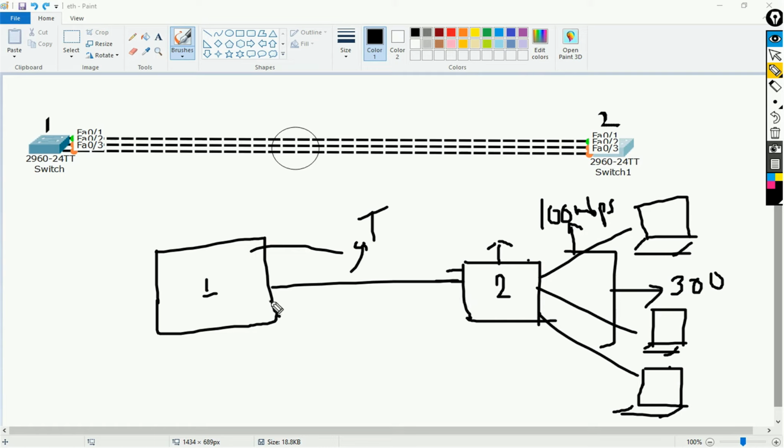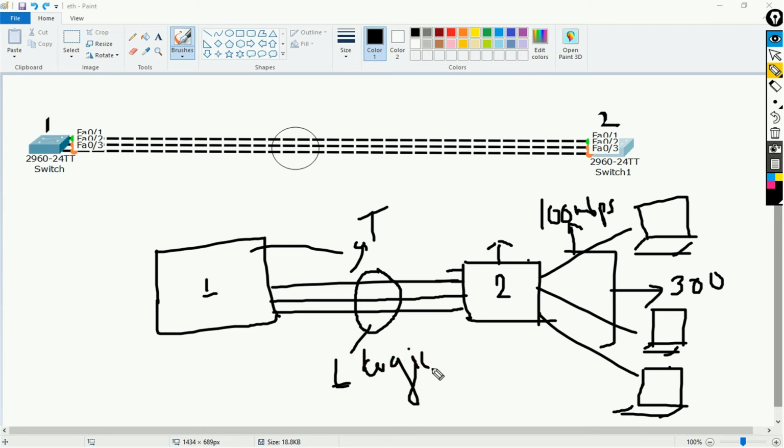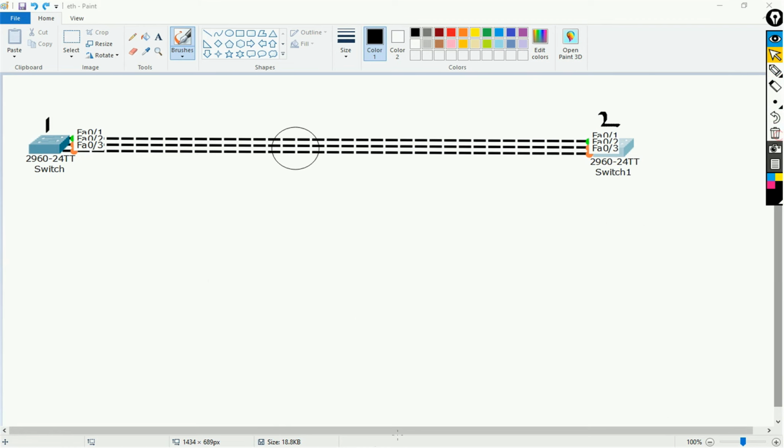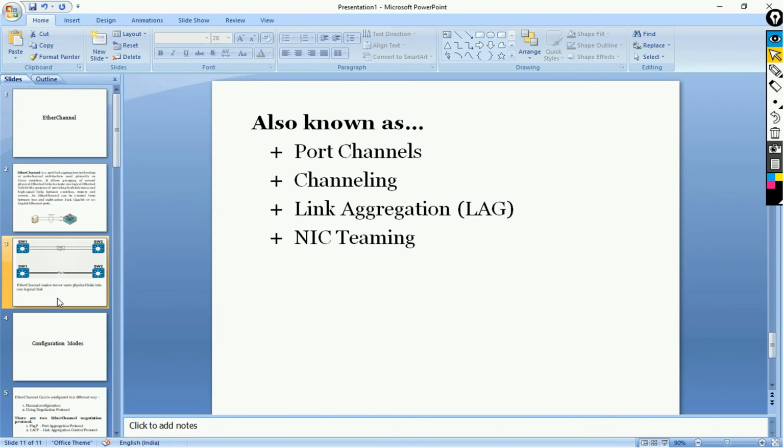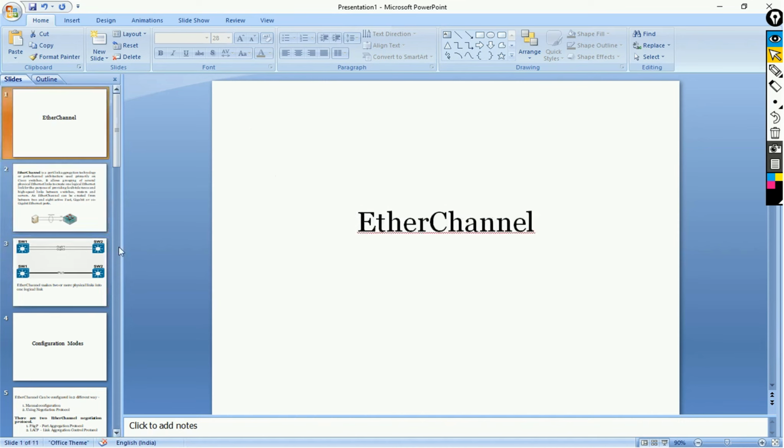We are using this technology to improve the efficiency of layer 2 switching. Okay, now suppose I am connecting two extra physical links, and I am bundling them into one logical link. So now what will happen? Now it will receive and send data at an equal rate. Okay, 300 Mbps, and then 100 Mbps, 100 Mbps, 300 Mbps. So this is what EtherChannel does. Okay, now we will visit the lab session in our next video. So this was it. This is all about EtherChannel.